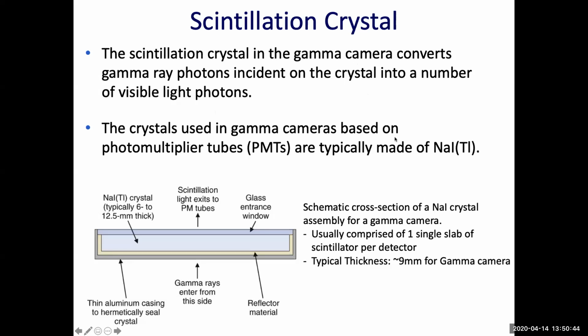The crystal used in the gamma camera is based on the photomultiplier tube, PMT, as we discussed in the previous lecture, and the crystal is a sodium iodide detector. This is just a schematic cross-section of the sodium iodide crystal used in the gamma camera. Usually it is one slab, it's not pixelized. So it is one slab of detector and has reflector material to enhance the number of light photons produced. Also there's an aluminum casing to prevent humidity and other factors like temperature from going inside and affecting the crystal of the gamma camera. Typical thickness of the crystal used nowadays is about 9 millimeters.